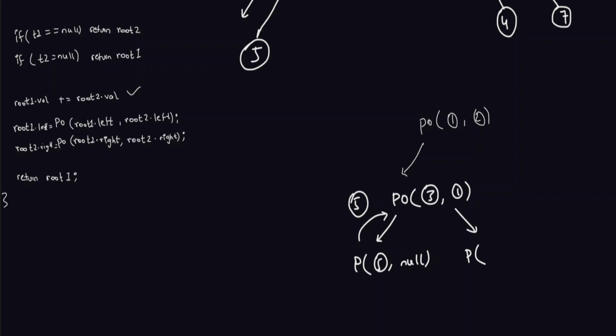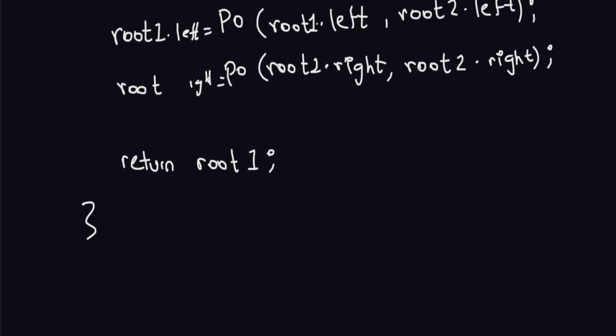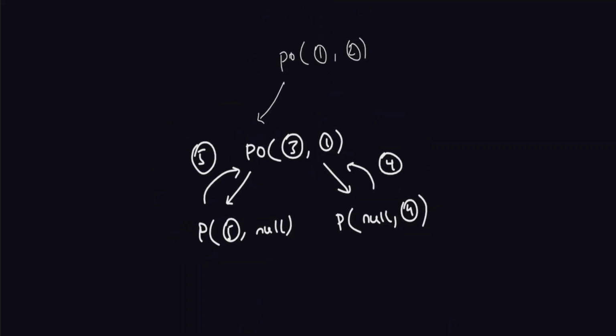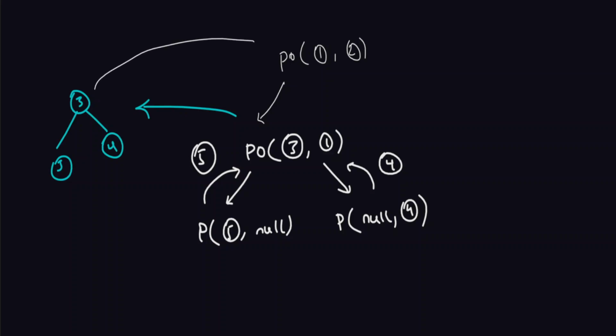Now we are going to make a right call. So null will be there, right? And 4 will be there. So we'll check again. If t1 is equal to null, which is actually true, t1 is null. So what do we have to return? We have to return root2. We return 4. So once we get these both, root1's left is this, and this is going to be root1's right. So now in this position we have 3 as a node, and its left is 5, and its right is 4. This is going to be returned to this.